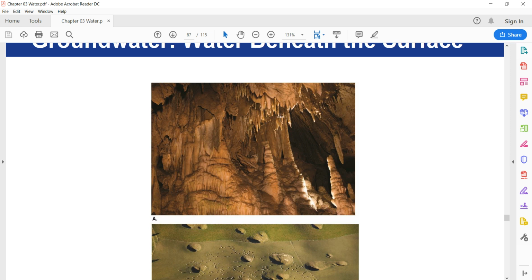So you can see these dissolution features, how these carbonate rocks or the columns are coming down from the ceiling of this cave, and then there is another column which is rising up from the surface toward the ceiling. So we will see how these dissolution features form inside the karst, sinkholes, or caves.